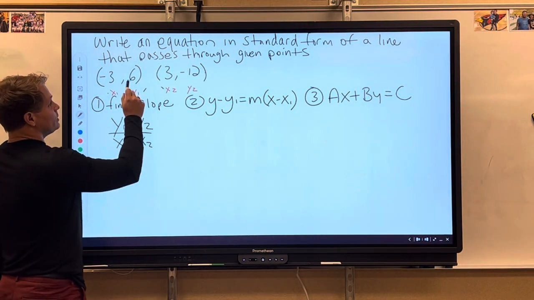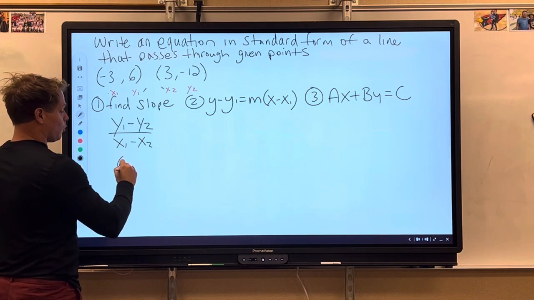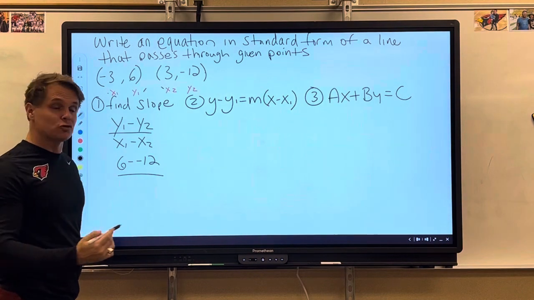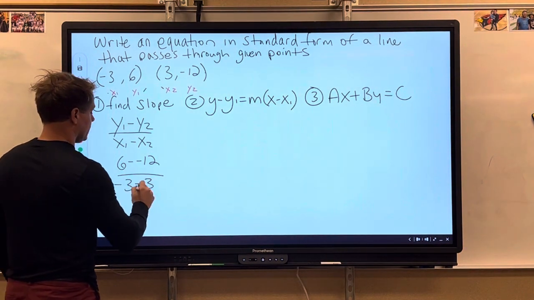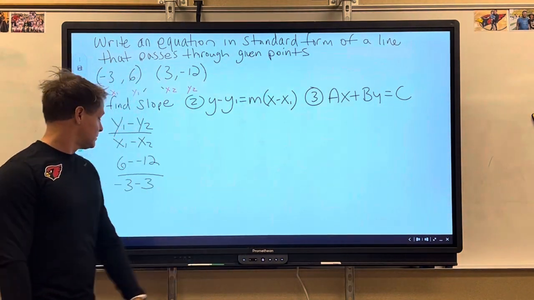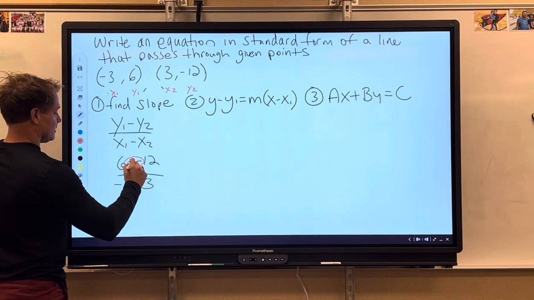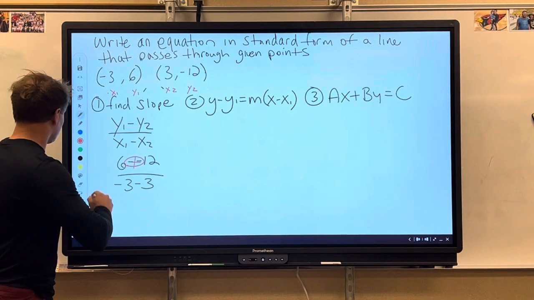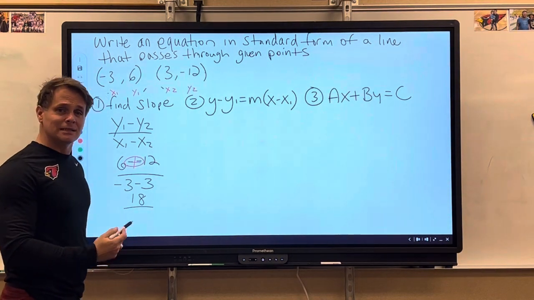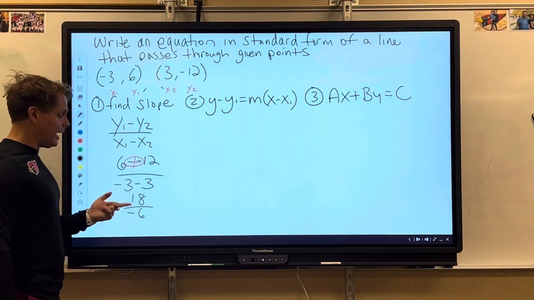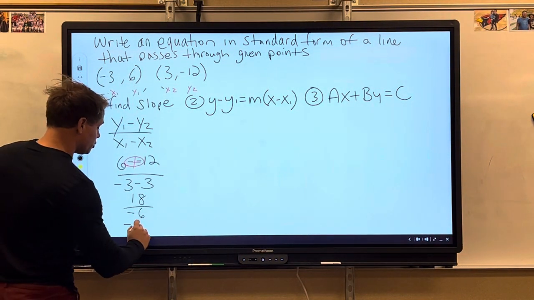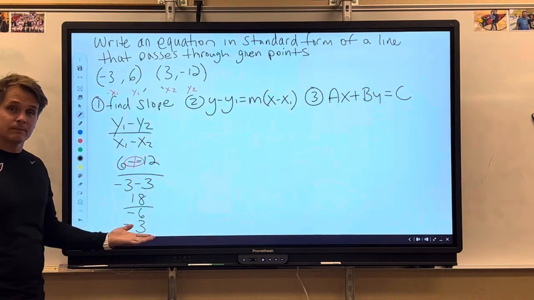So I'm going to put 6 minus -12 over -3 minus 3. Now again, we know that 2 negatives make a positive. So 6 plus 12 is 18. -3 minus 3 is -6. 18 divided by -6 is -3. So the slope is -3.